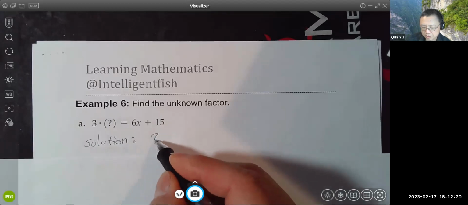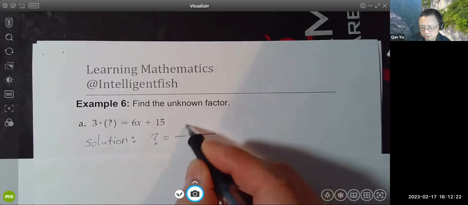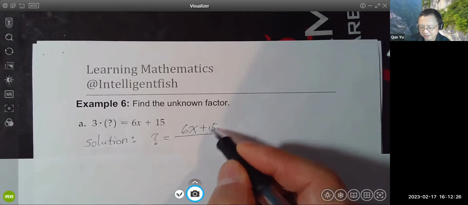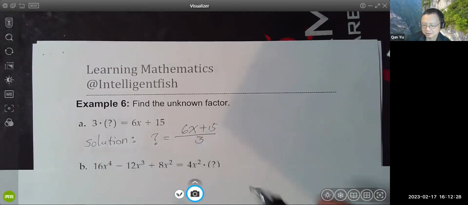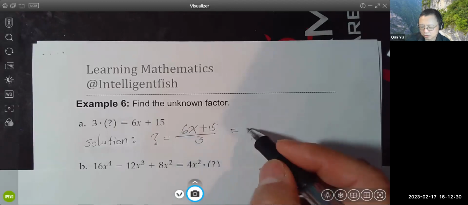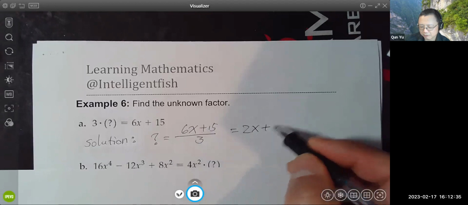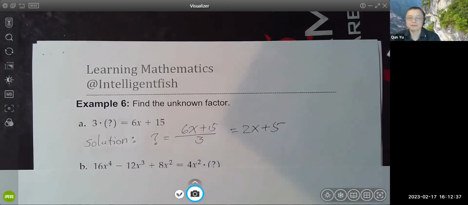the question mark equals 6x plus 15 divided by 3. So 6 divided by 3 is 2x. 15 divided by 3 is positive 5. So answer is 2x plus 5.